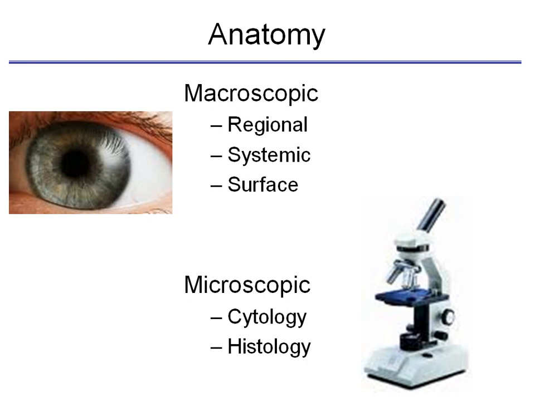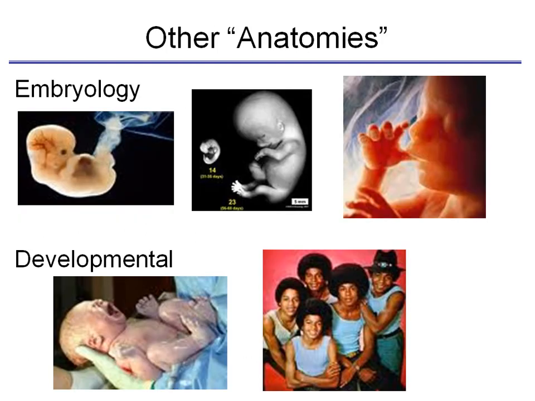Microscopic needs a microscope because micro means small. You cannot see these anatomies with your naked eye. Cytology is the study of cells, and histology is the study of tissues. There are other anatomies too, just be familiar with them. Embryology is all about fertilization to birth. Developmental is all about birth to growing up.